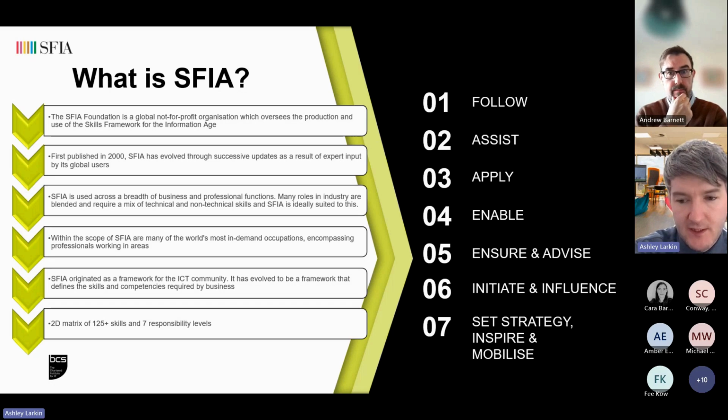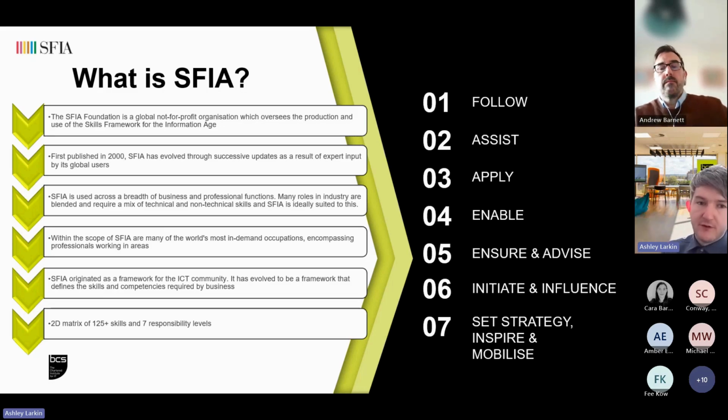I think SFIA provides sort of a really good skeletal structure of an IT skills framework, and you see the numbers on the right hand side. It's the language that describes each skill at each level, starting with follow, someone who can follow basic instructions, to level 4 enable, all the way up to set strategy, inspire and mobilize. And then lots of what BCS offer and some other organizations are benchmarked to the specific broader levels.